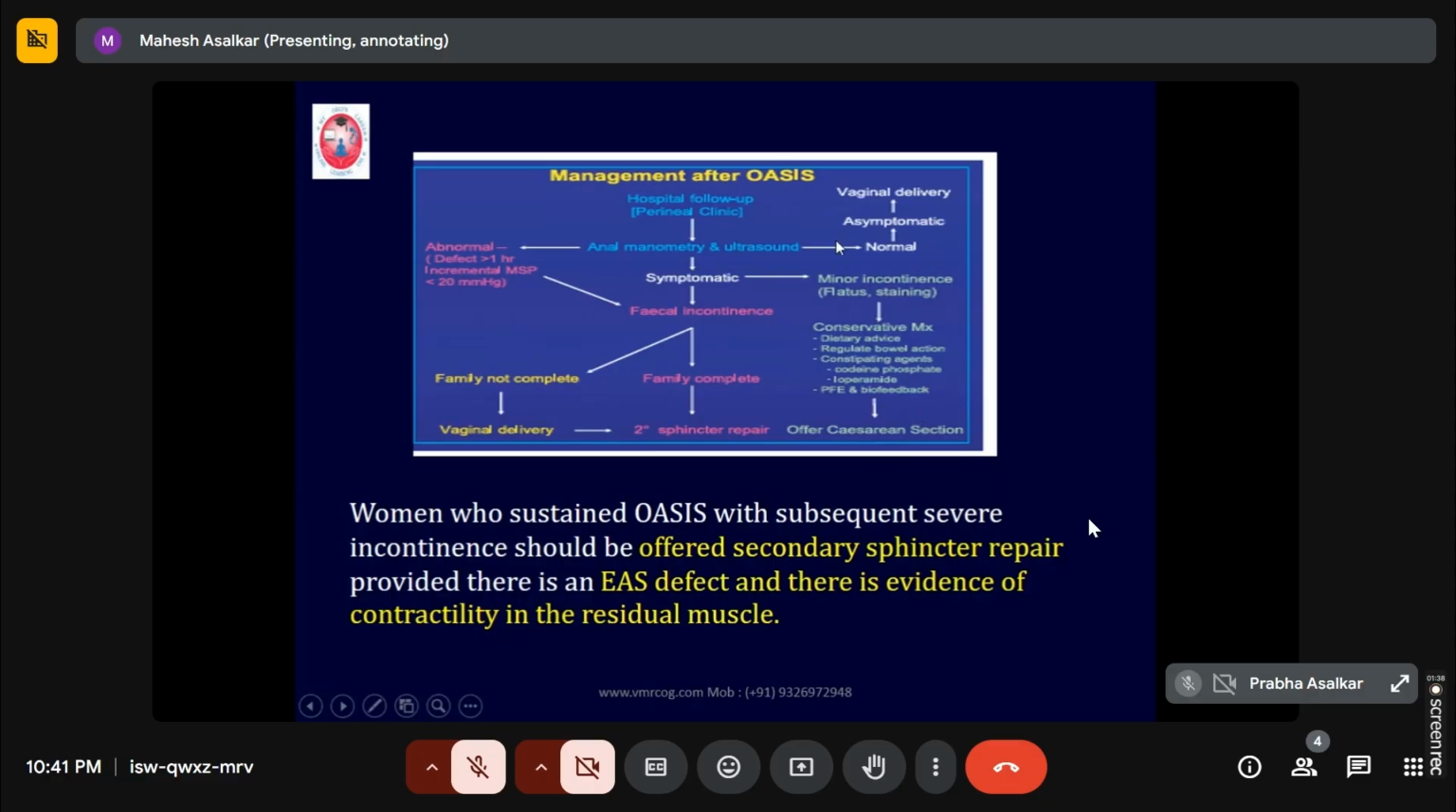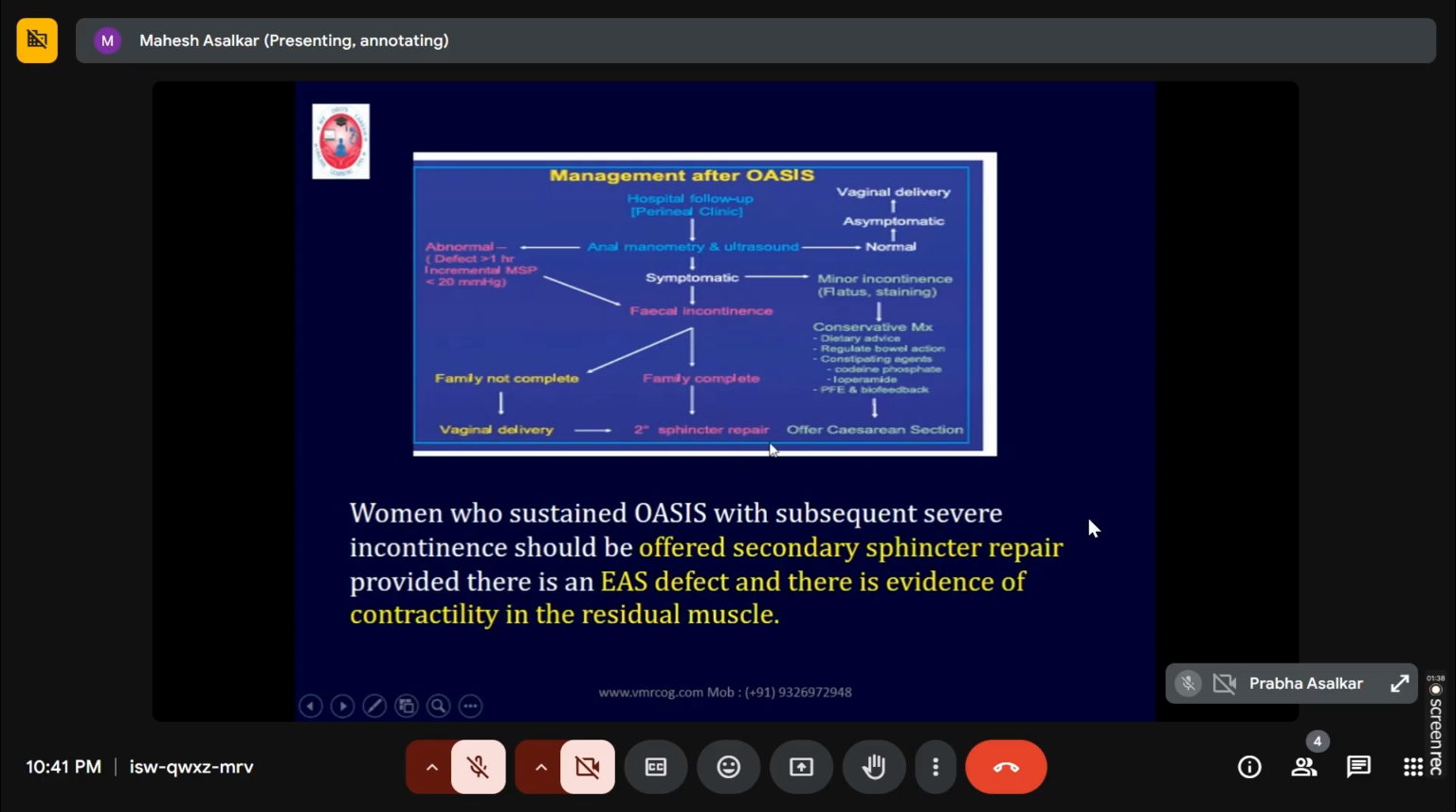However, if the patient is asymptomatic and the ultrasound and anal manometry are also normal, the patient can have a subsequent vaginal delivery. While symptomatic patients will have a cesarean section. Okay. However, if the patient does not have a desire for further children, then you go for secondary sphincter repair also. Okay. Family is not complete, but there is a fecal incontinence. There are very few patients who will opt for vaginal delivery, but mainly it is a cesarean section. Okay. Women who sustain obstetric anal sphincter injury with subsequent severe incontinence should be offered secondary sphincter repair, provided there is an external anal sphincter defect and there is evidence of contractility in the residual muscle.